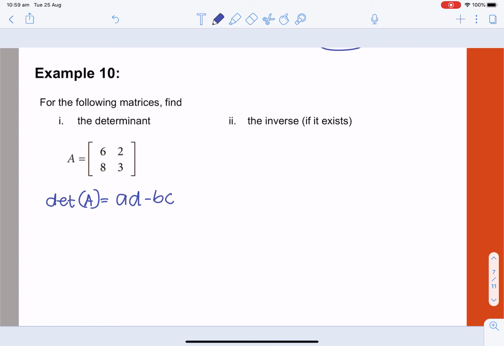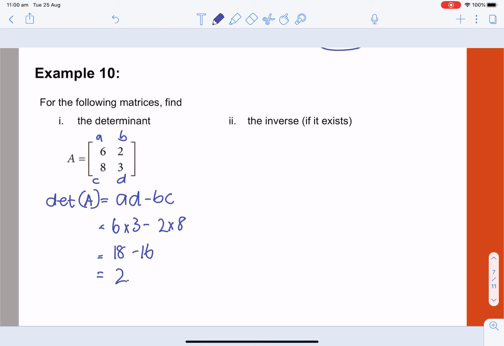I write this out a few times so I can just reiterate and I can also show you what's going on. So remembering, this is my A, B, C, D. So A is 6, D is 3, then we subtract B being 2 and C being 8. 18 minus 16, my determinant is 2.